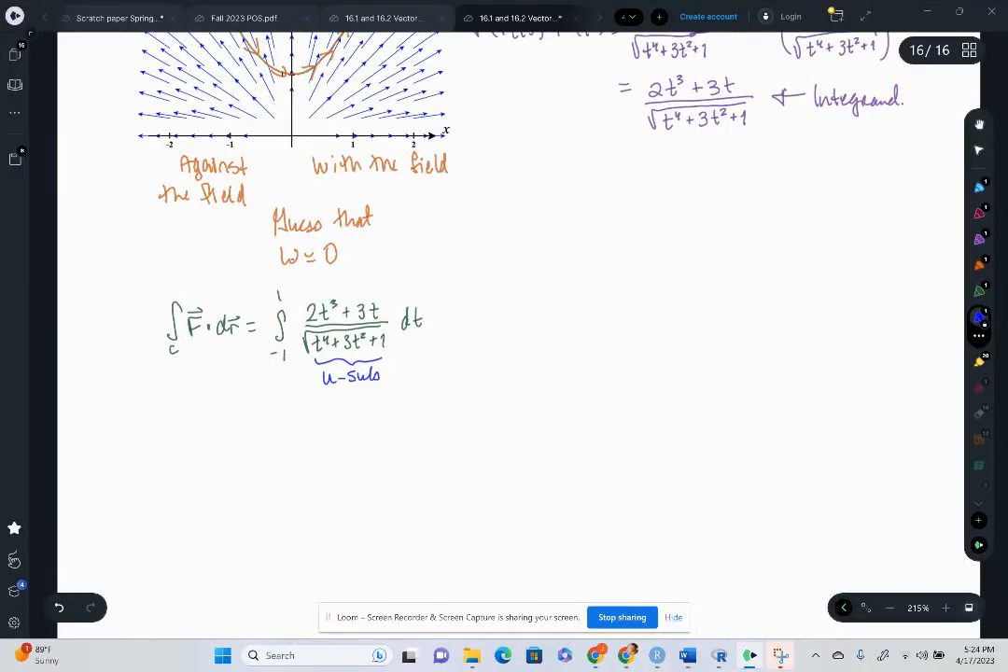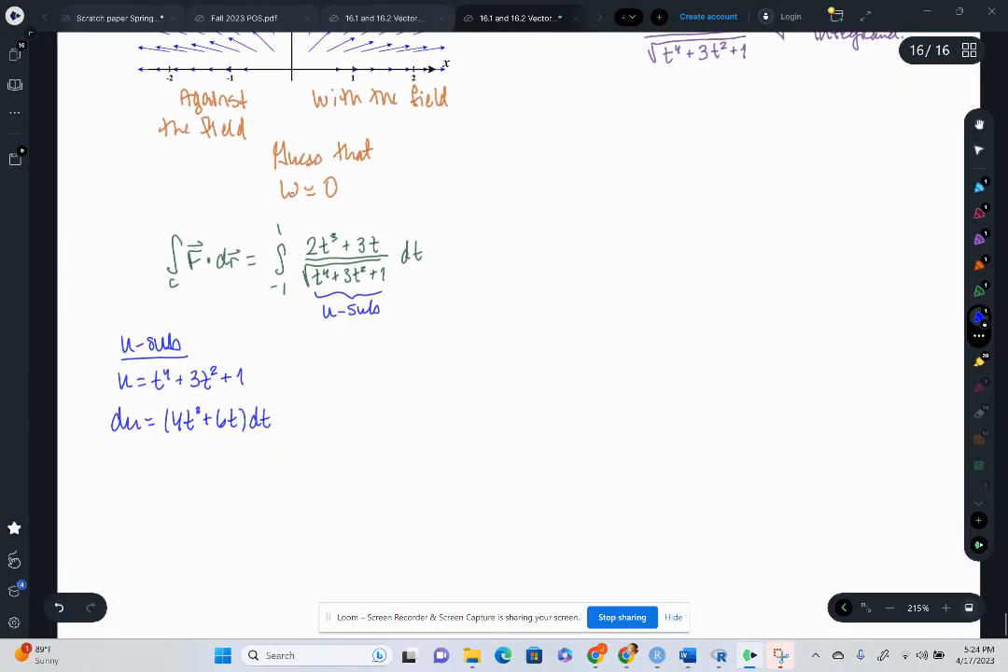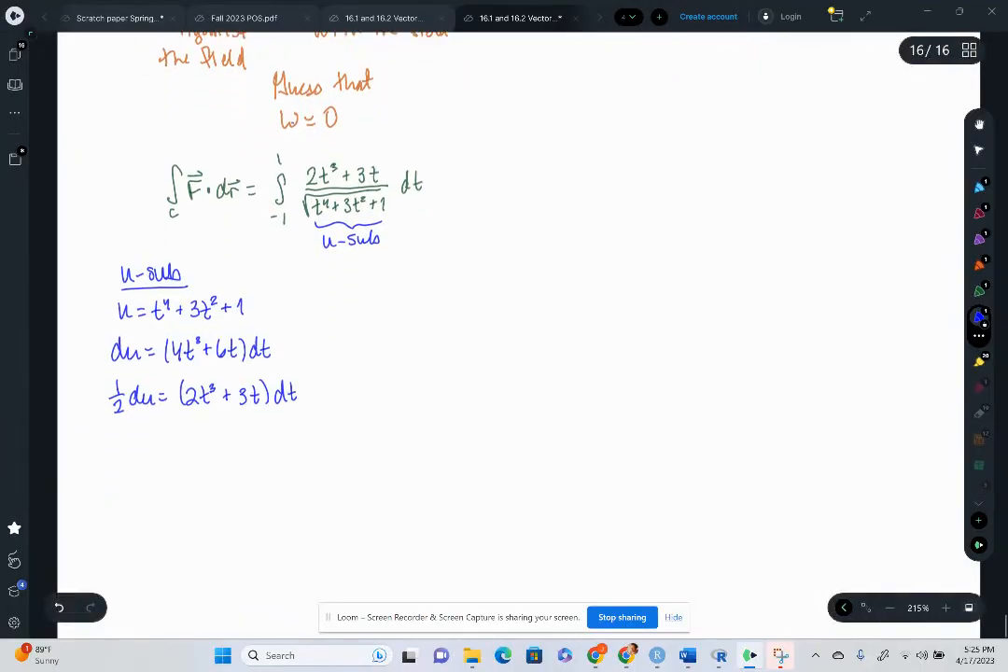So if I let my denominator under that square root be my u, that means u will be t to the fourth plus 3t squared plus 1, and du will be 4t cubed plus 6t dt. Notice that is almost the same as our numerator, except it's twice it. So if I divide both sides by 2, I get 1/2 du will replace 2t cubed plus 3t dt. Okay, so I have a perfect replacement right now.